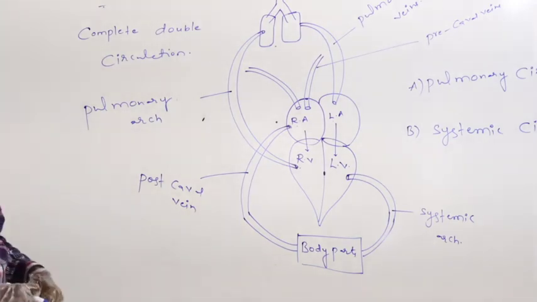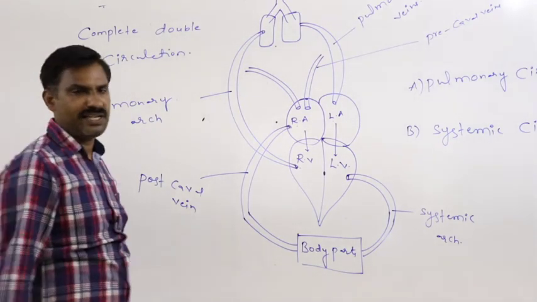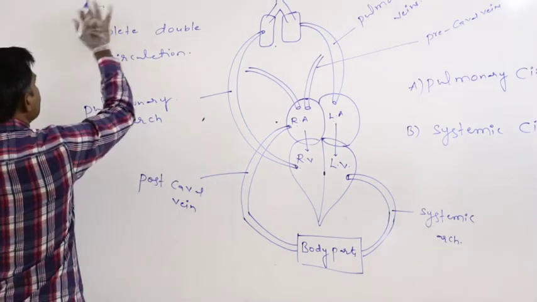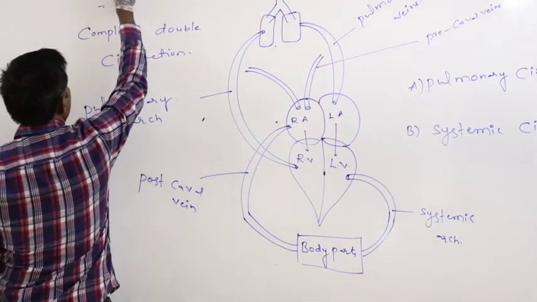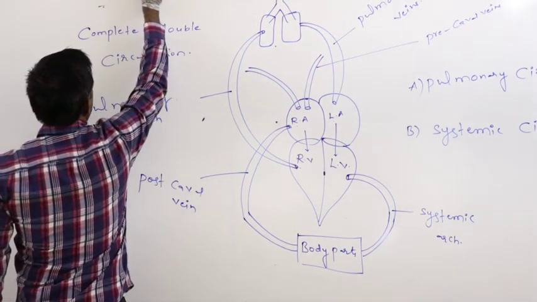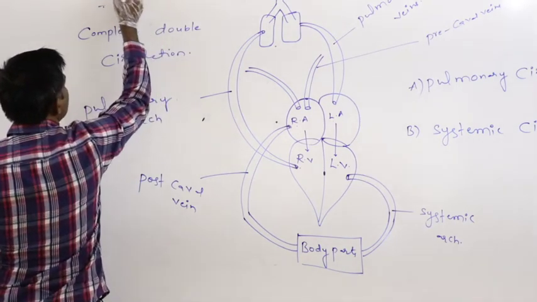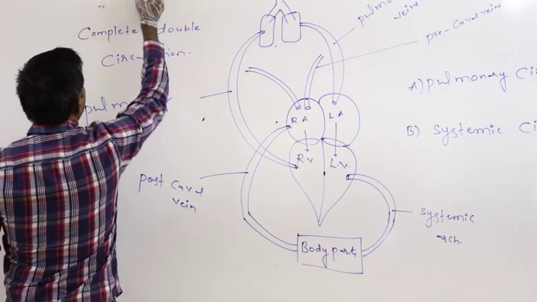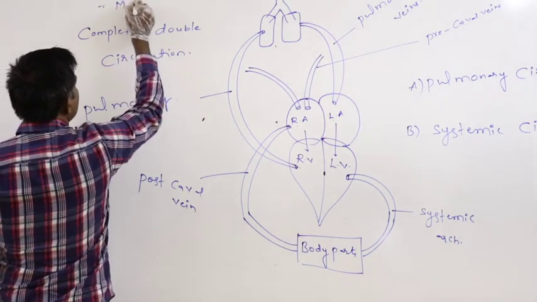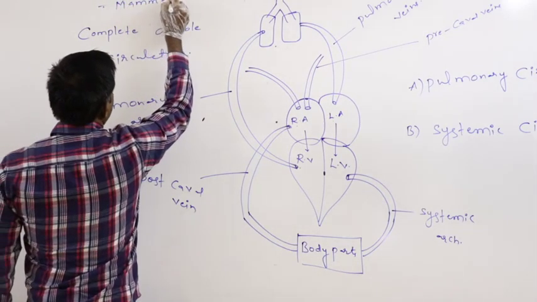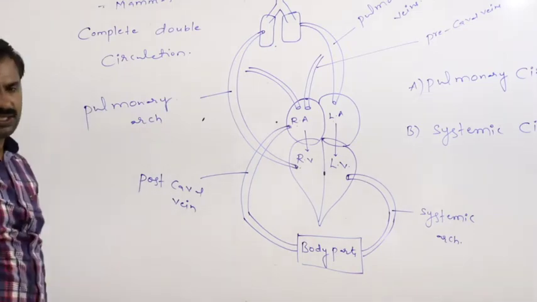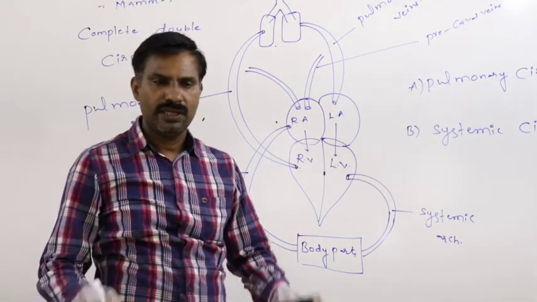In what kind of individuals does complete double circulation appear? In crocodiles, in birds, in mammals, complete double circulation appears.